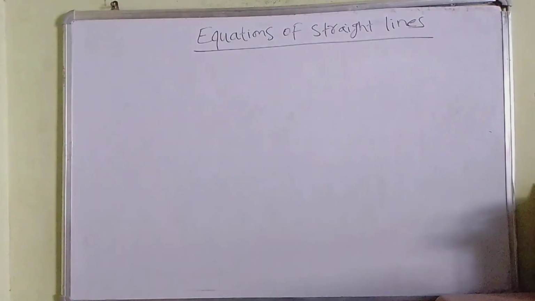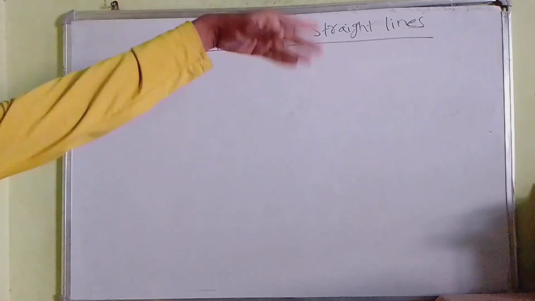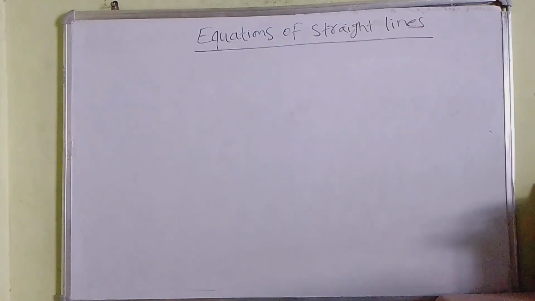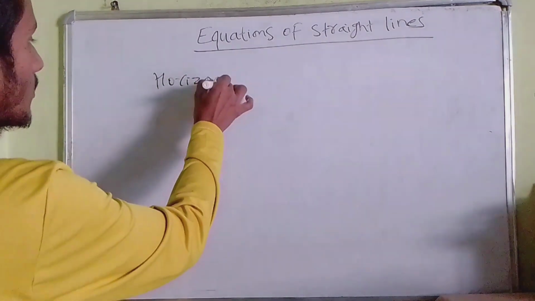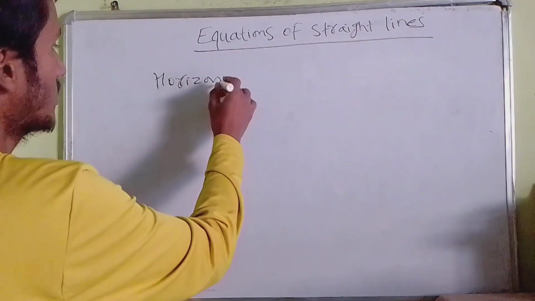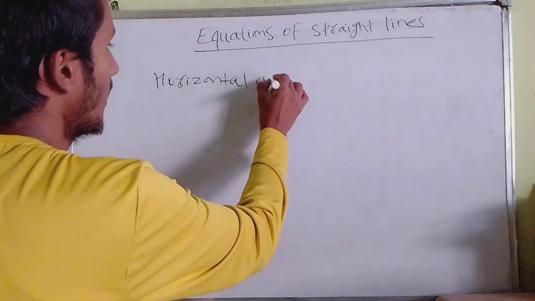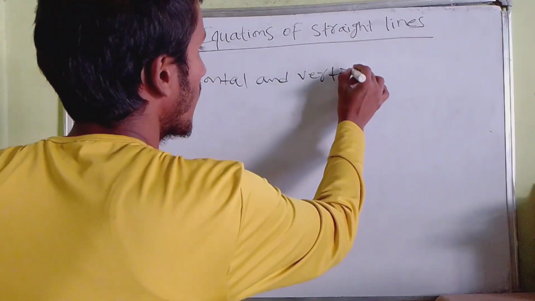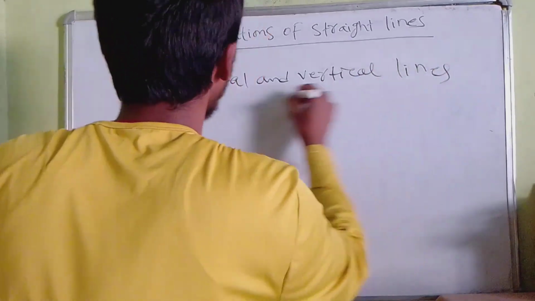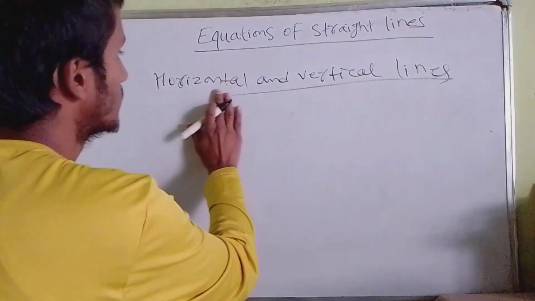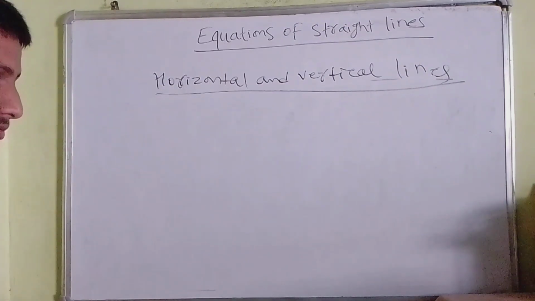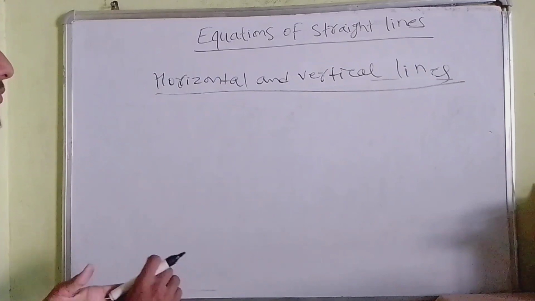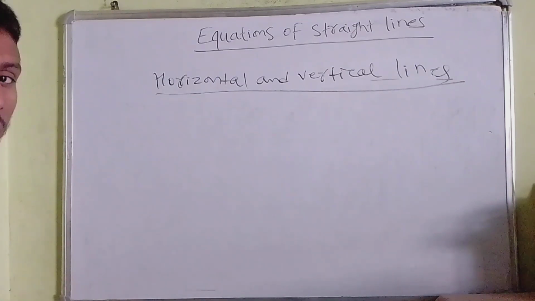Okay, so now we're ready to jump into equations of straight lines. So now let's talk about horizontal and vertical lines. The equations of horizontal and vertical lines. So first of all, what are horizontal and vertical lines? You already know what they are. Now we're going to talk about the equations of those lines.